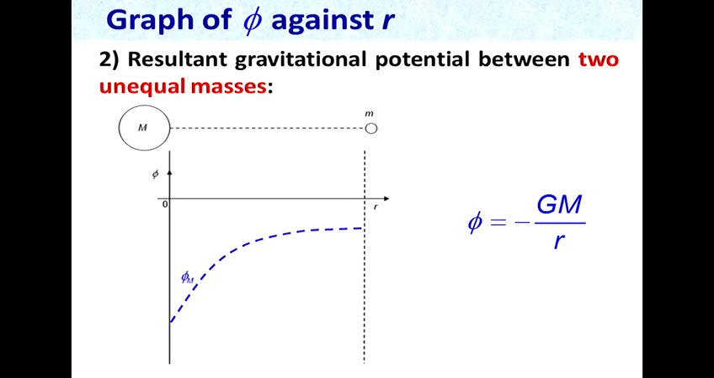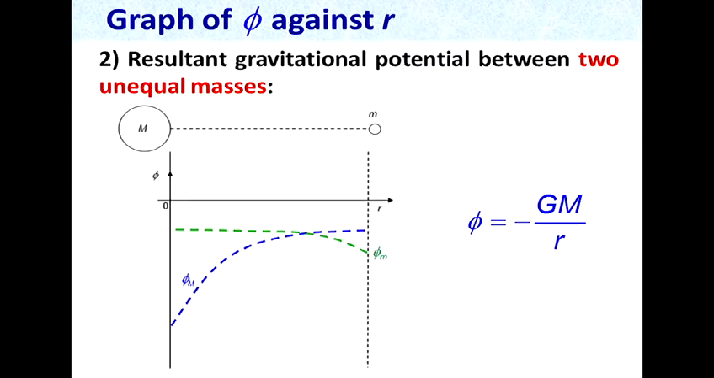Then we draw the potential graph for small m. Also negative, but it will start at a less negative value because this mass is smaller. So the potential will be less negative. Less negative actually means a bigger potential, because the negative sign is part of the magnitude. And as you move further away from small m, the potential becomes even less negative. So you draw the individual graphs due to big M and small m, and then you find the resultant potential by adding the two graphs.